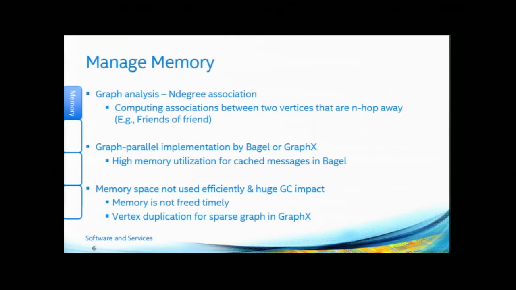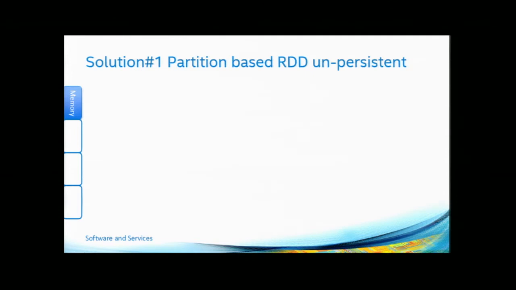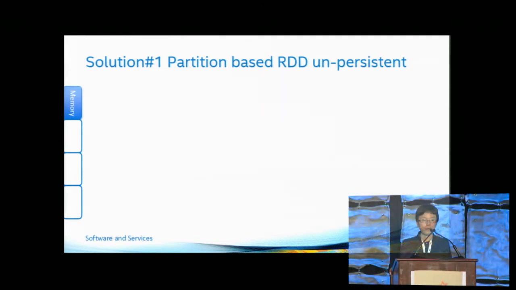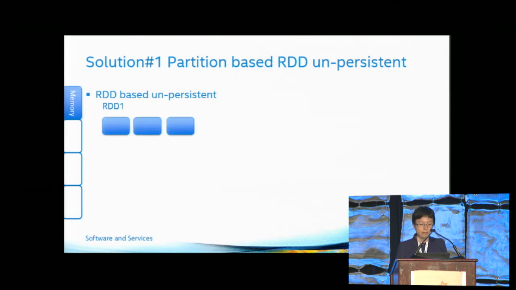Now let's see our solution. For the first one, what we have done is to make persistence and unpersistence partition level. As you all know, originally in Spark, unpersist is done based on the RDD. And let me show some animation here.